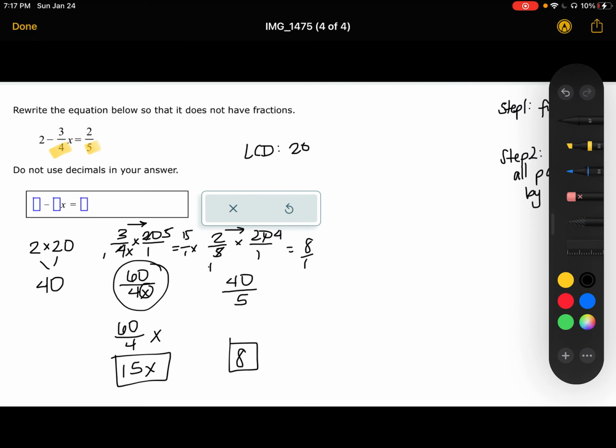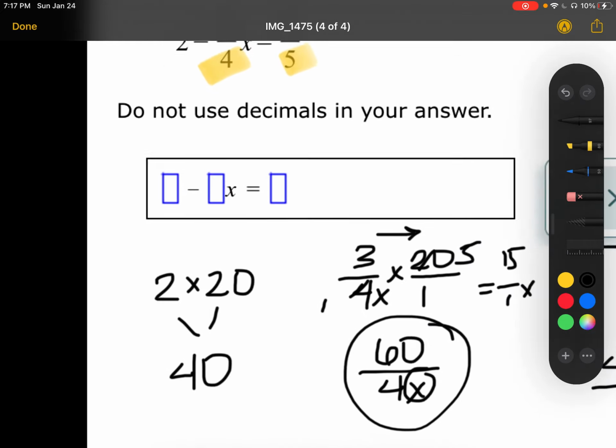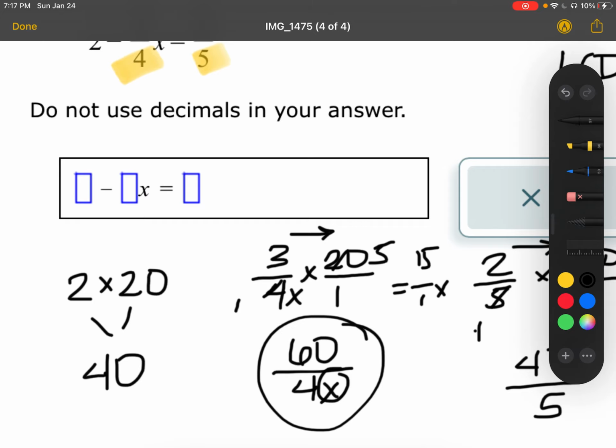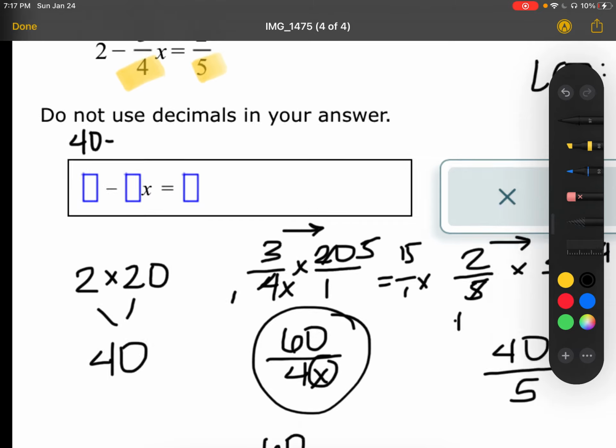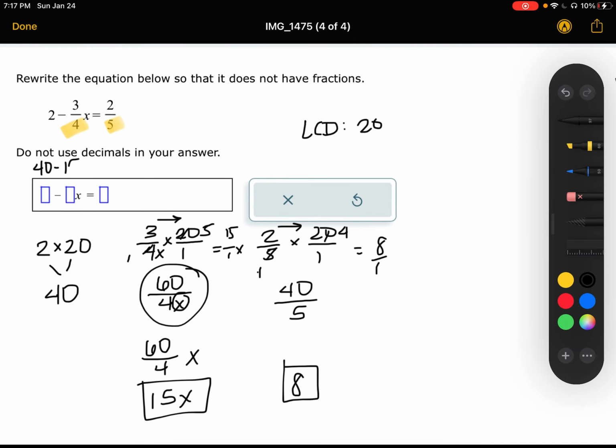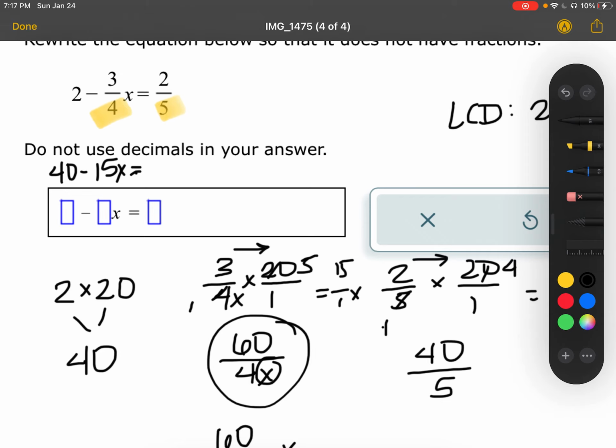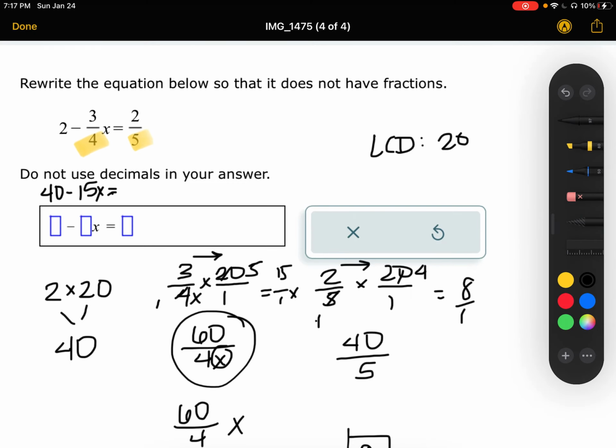Anyway, so you're now going to take those values that you have and you're going to put them into the equation. Now, I can't quite make it look all nice and neat, so I'm just going to write it over top. So I have 40 minus 15x equals, what's my last one? 8. Okay, so that is it.